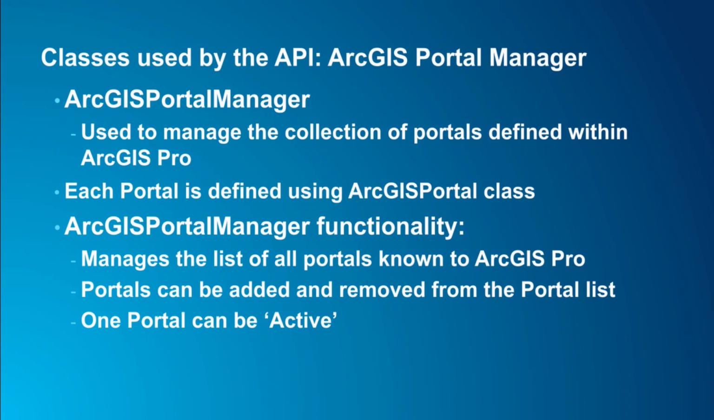So, classes used by the API, the first one is the ArcGISPortalManager. It's used to manage the collection of portals that are defined within ArcGIS Pro. Each portal is defined using an ArcGISPortal class, and the ArcGISPortalManager functionality mainly is there to manage the list of all portals that are known to ArcGIS Pro. You can add portals, you can remove portals from the portal list, and one portal can be configured and set as active. And we see that a little bit later.